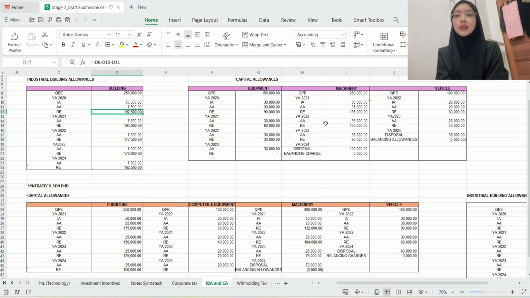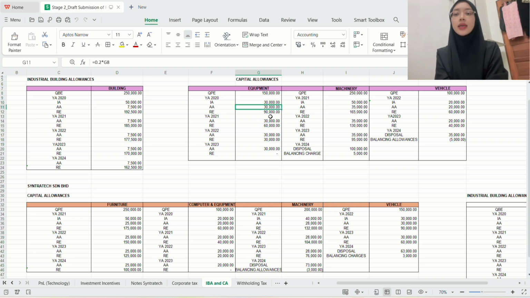Now, let me tell you how I calculate the capital allowance for equipment. The first one is the QPE for equipment. We must know the QPE for equipment, so the QPE is 150,000. For year of assessment 2021, we must calculate the IA and AA. As I told you before, the IA only exists when we first calculate the capital allowance for the assets. The initial allowance percentage for equipment is 20%, while the percentage for annual allowance is also 20%.